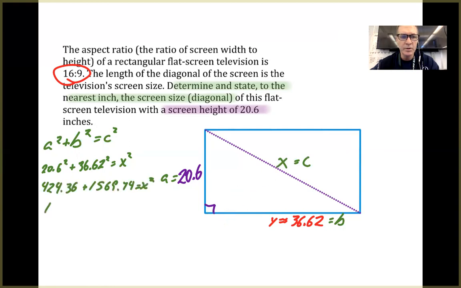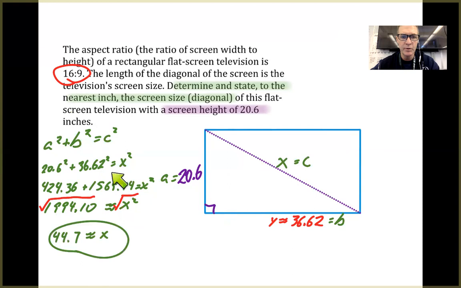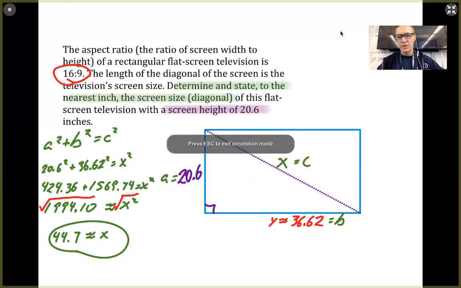So that's 424.36 plus 1,569.74 equals x squared. So 1,994.1 equals x squared. Take the square root of both sides, and you end up with 44.7 is approximately the diagonal of this TV. So if they were selling this TV, they'd be calling it a 45-inch TV.